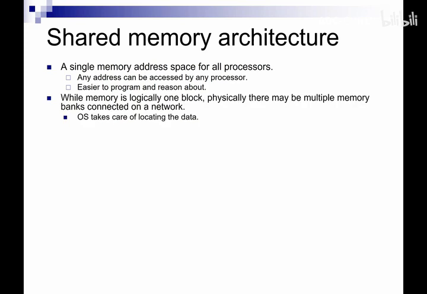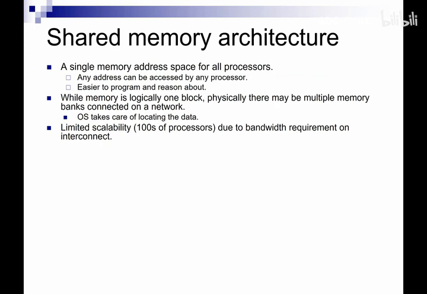Now, in practice, when you actually implement one of these shared memory architectures, even though logically all of the memory is together in one address space, you can actually implement it physically using multiple memory blocks. And then each memory location address would be located in one of these blocks, and the operating system would take care of finding which block of memory has the data.